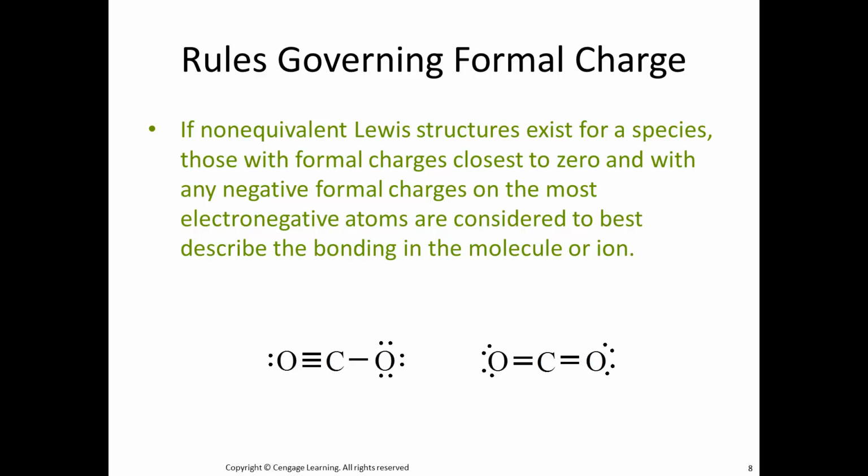The form on the left with the triple bond has formal charges. The form on the right does not. Therefore, the form on the right is the better of the Lewis structures because of the lack of formal charges.